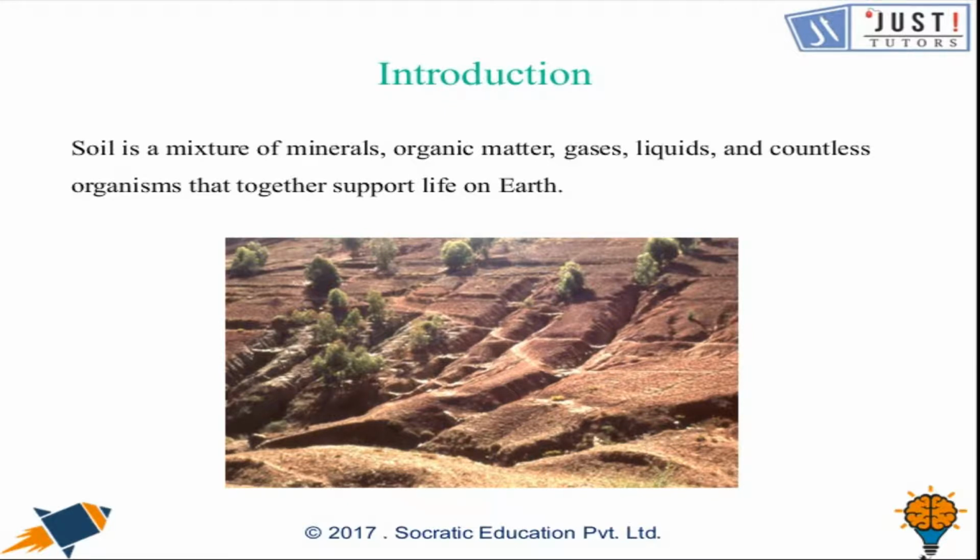Now we all know that soil has some important functions. It is a medium for plant growth, it is a means of water storage as well, and at the end it is a habitat for organisms. These things in turn modify the soil behavior. It is actually a mixture of minerals, organic matter, gases, liquids, and countless organisms. It is one of the support systems on Earth.